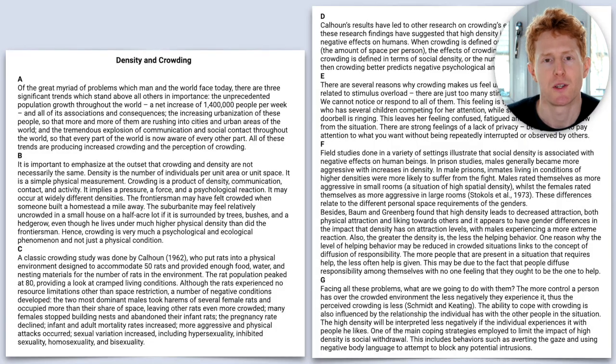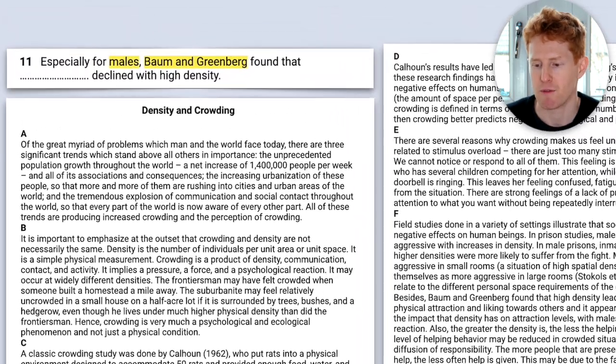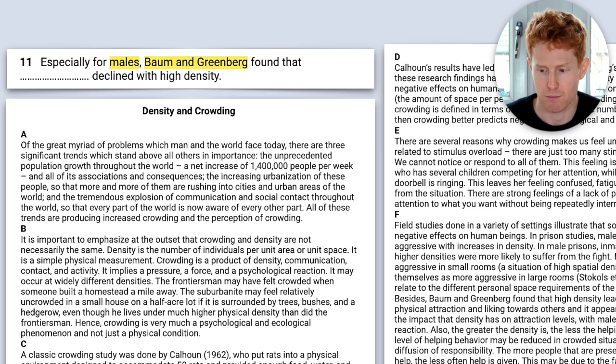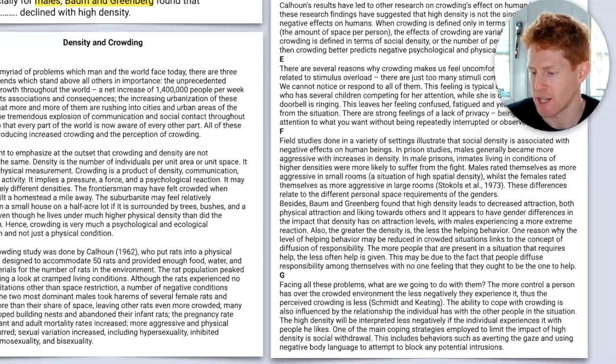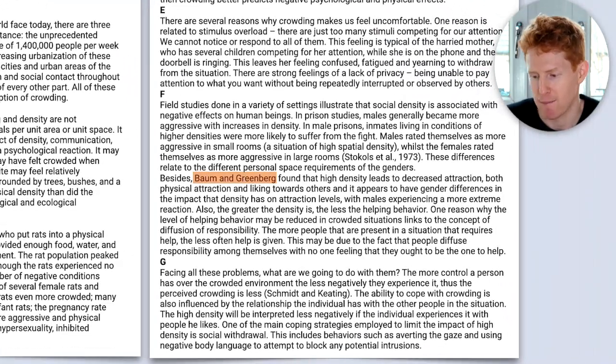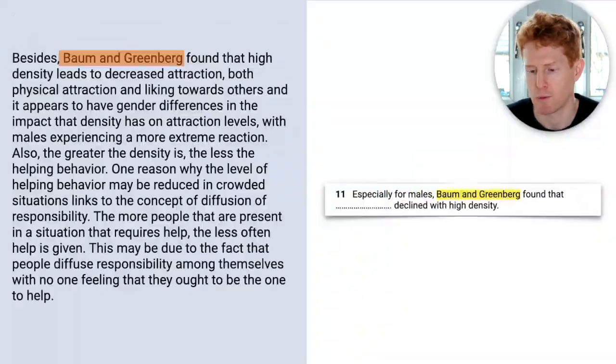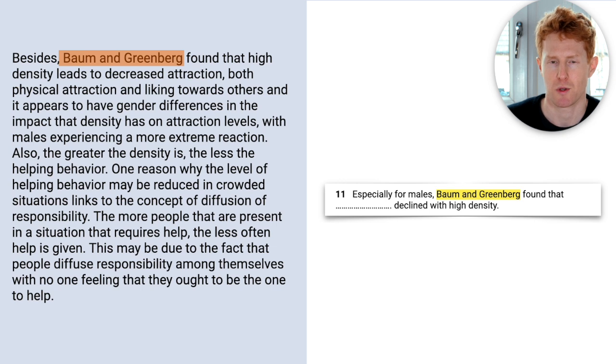Back to the text, we're looking for 11 now, and we've got males, which is easy enough to find. However, even better than that, we've got Baum and Greenberg. Names are a great indicator of what we can scan the text for. And indeed, if we look carefully in paragraph F, we've got Baum and Greenberg, and we know that it's going to be either in F or G because these answers come in order. So let's read this paragraph in more detail. Pause the video, choose the correct answer.